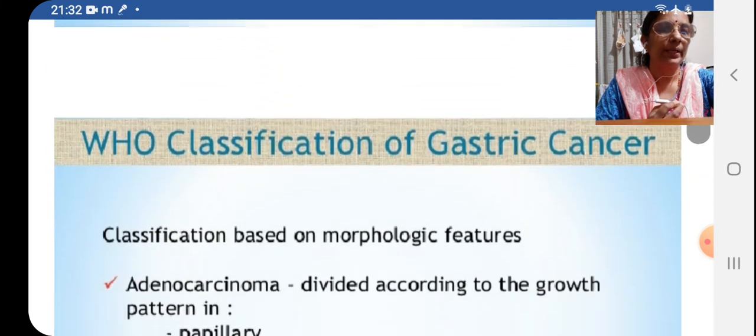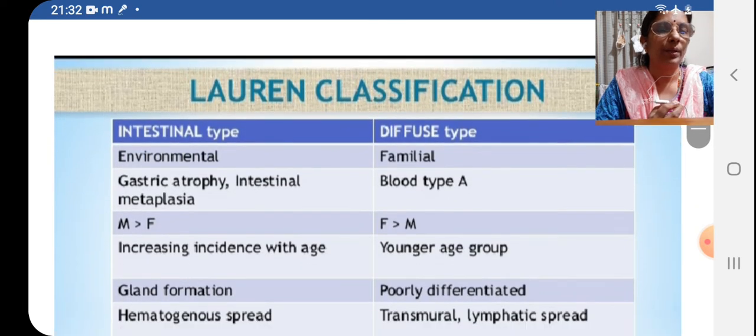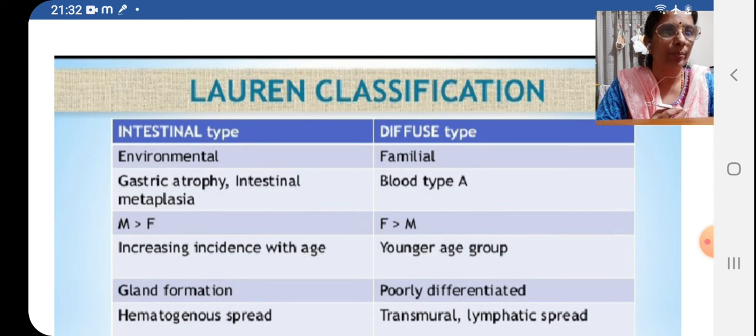Coming to the second one, Lauren's classification. Lauren classification is according to the pathology type. In Lauren's classification comes the intestinal type and the diffuse type. The intestinal type is the better one to have. The diffuse type is more malignant. That is mostly seen in people with type A blood group. It is a familial variety. It is seen more in females, in the younger age group, and it is poorly differentiated. That means the prognosis is very bad. It spreads by transmural and lymphatic spread.